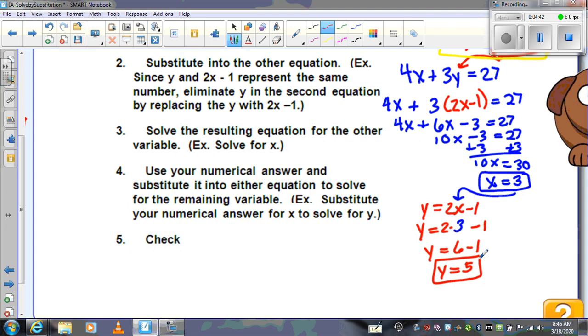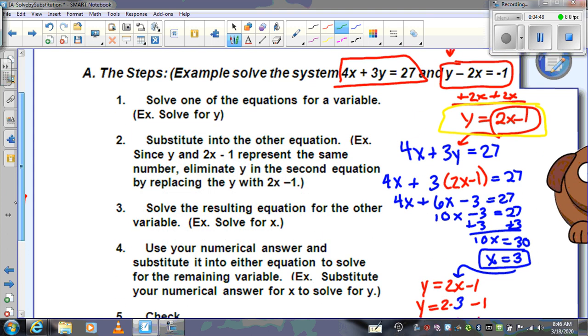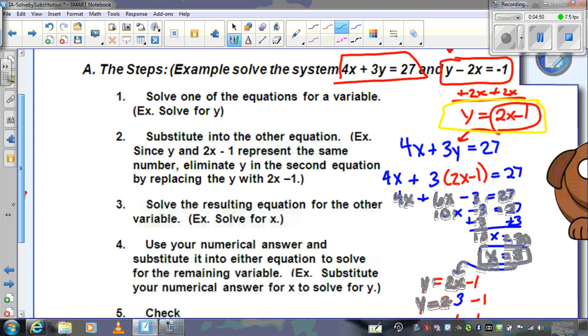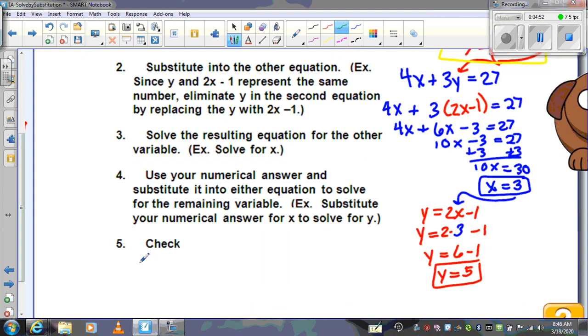Just like in the previous lesson, if you want to check, all you have to do is put those values into your equations. I would go with the originals on this one. So let's see, 4x plus 3y equals 27. I'm going to put 4 times 3, plus 3 times 5 equals 27.